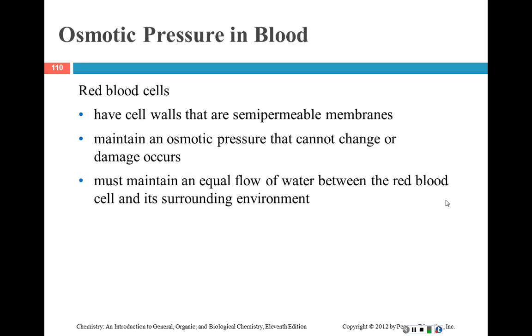Osmotic pressure is really important in red blood cells. Red blood cells have cell membranes that are semi-permeable, and they maintain an osmotic pressure. And if that osmotic pressure changes very much, it can damage red blood cells. And most of us know red blood cells are necessary to carry oxygen, and if our red blood cells become damaged and we don't get oxygen, then we're going to be tired, fatigued, our processes will slow down, and it could end up dying. And so it's important that we maintain an equal flow of water between red blood cells and the surrounding tissue.